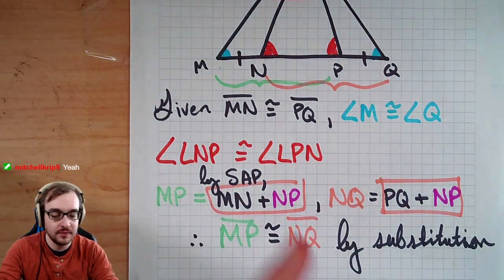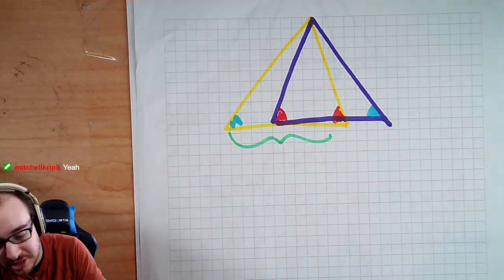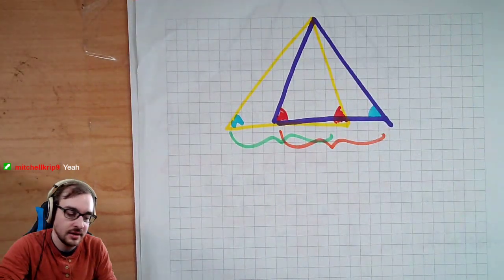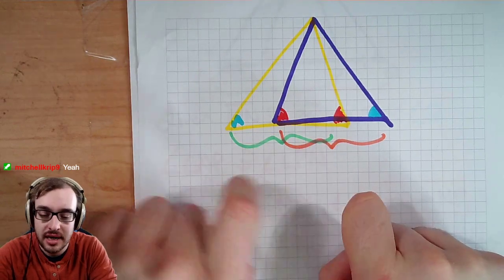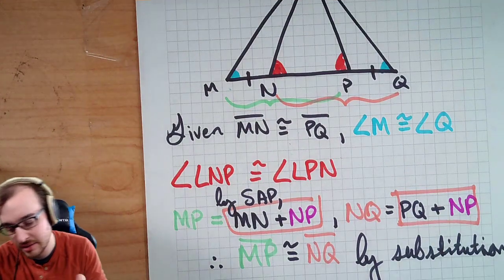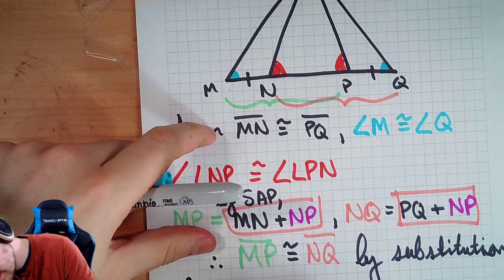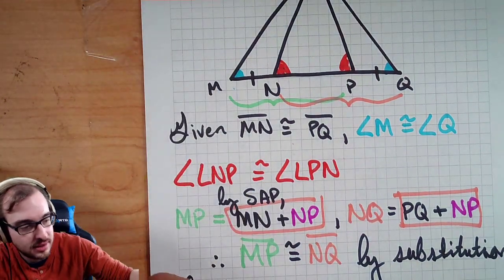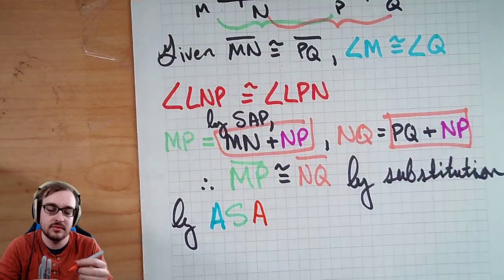So now I've proven that this part is the same as this part. So in other words, I have two angles and the side in between them. And I have two angles and the side in between them. So now I've got angle, side, angle. Oh, yeah, 'cause you can't see. Angle, side, angle.